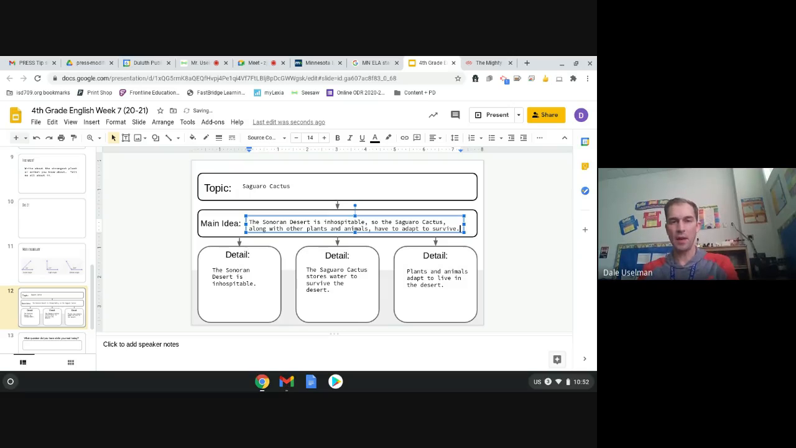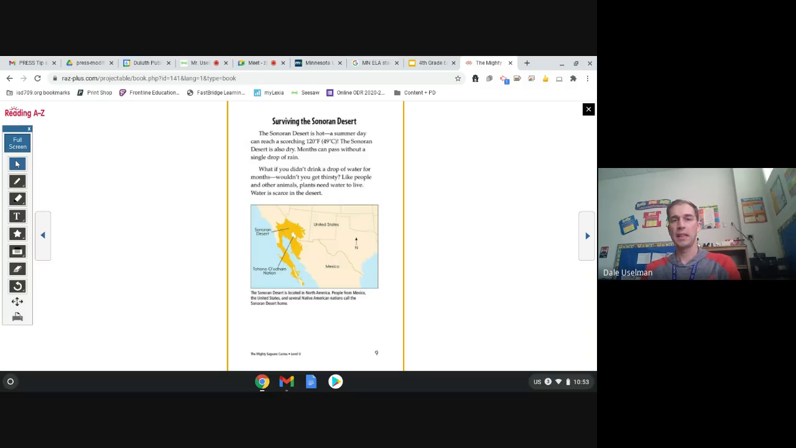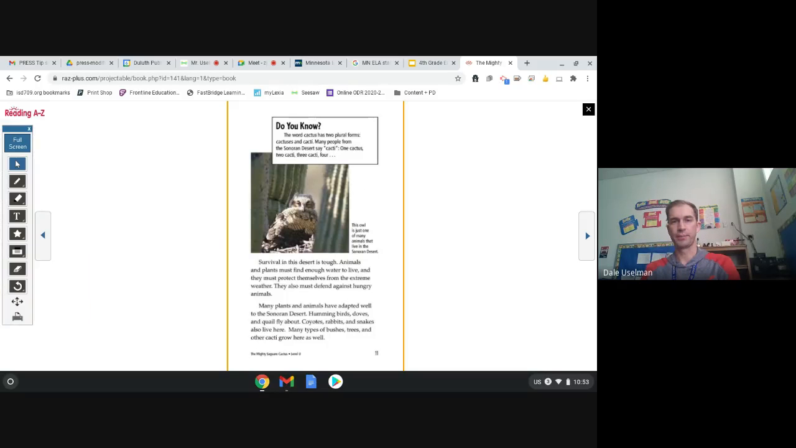And the reason I set it up that way is I'm making sure I covered how the desert is inhospitable, but also how plants and animals, along with the saguaro cactus, must adapt to survive. So with that sentence, I've covered all 3 details and made sure to include the topic. So my main idea is the Sonoran Desert is inhospitable. So the saguaro cactus, along with other plants and animals, have to adapt to survive, period. There's my main idea. And if you think about that main idea, it really does cover everything that I read about in these 3 pages, the whole chapter.